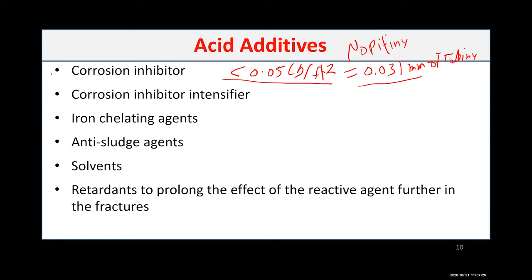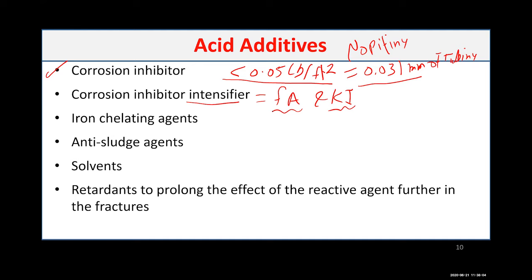So this is the first additive and the most important one. The second one is what we call corrosion inhibitor intensifier. Just to highlight, when you have a temperature above 250 Fahrenheit, usually the corrosion inhibitor by itself is not that good. So you need some sort of assistant or catalyst, some additional chemical to enhance your corrosion inhibitor performance. That's called an intensifier. As intensifier, we have only two types, either formic acid or potassium iodide. Those are the two main components that we are using.